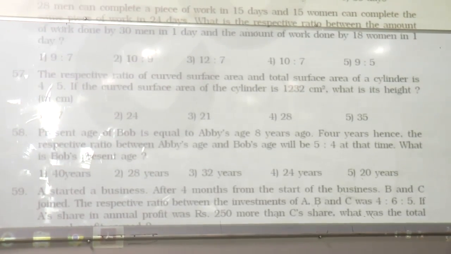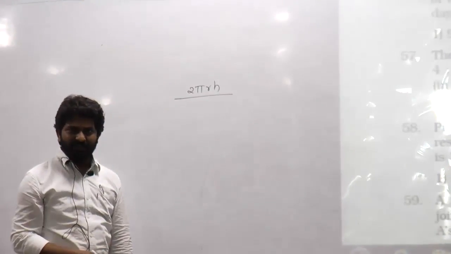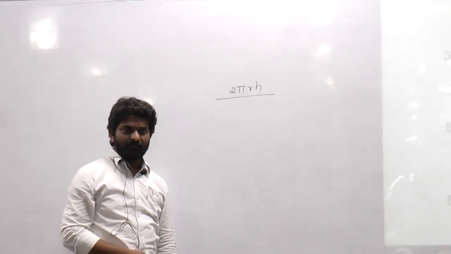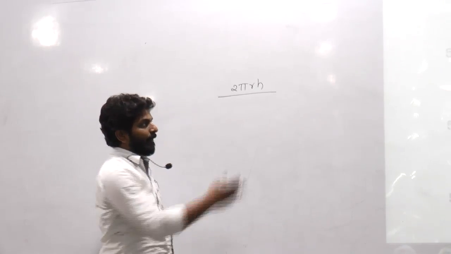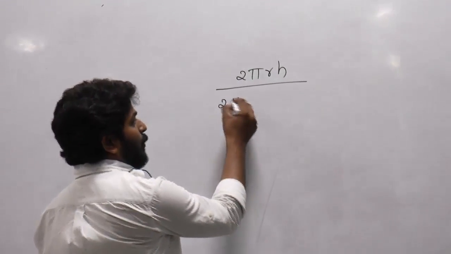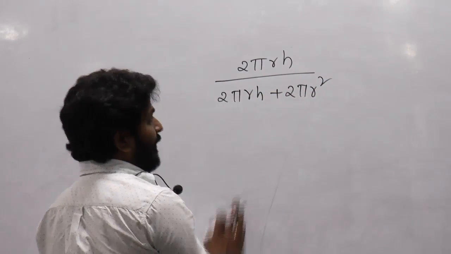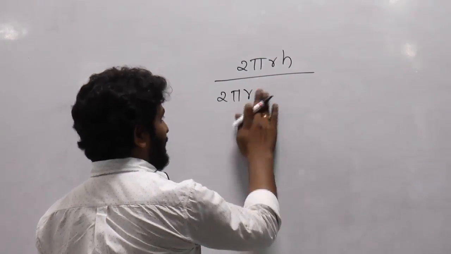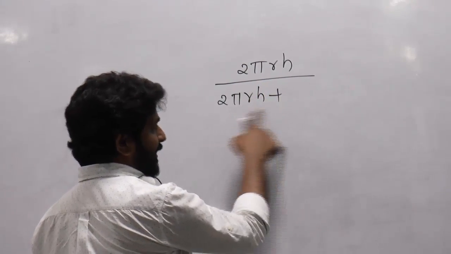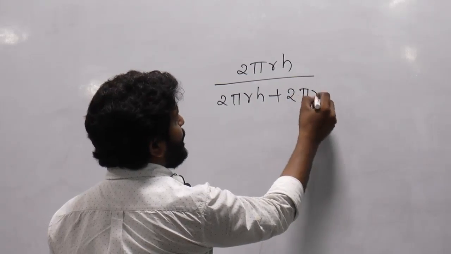Now, curved surface area is 2 pi r h. Last class I think I have already discussed. Yes or no? And then the total surface area is 2 pi r h plus 2 pi r square. That we can write, let me write like this: 2 pi r h plus 2 into pi r square.